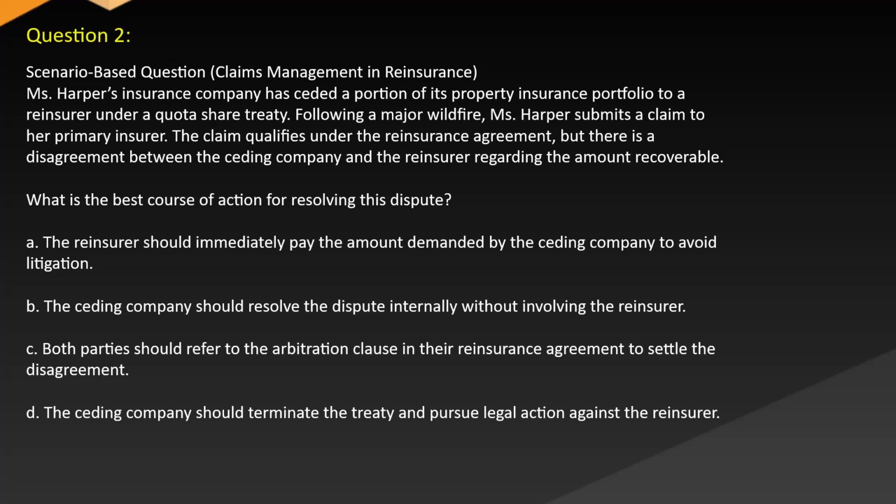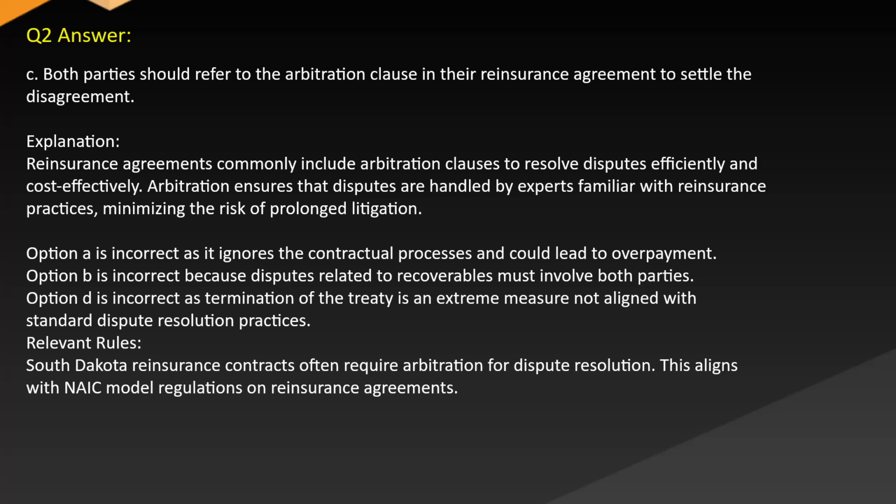A. The reinsurer should immediately pay the amount demanded by the ceding company to avoid litigation. B. The ceding company should resolve the dispute internally without involving the reinsurer. C. Both parties should refer to the arbitration clause in their reinsurance agreement to settle the disagreement. D. The ceding company should terminate the treaty and pursue legal action against the reinsurer. Answer. C. Both parties should refer to the arbitration clause in their reinsurance agreement to settle the disagreement.